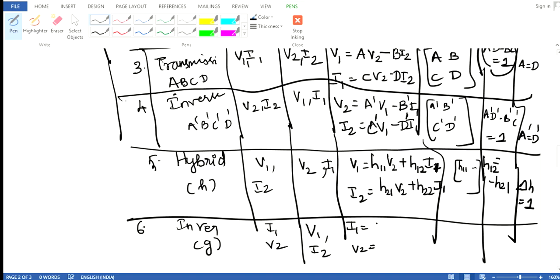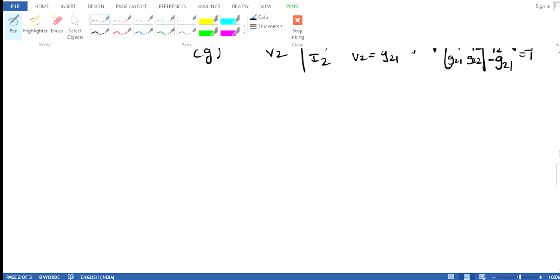And what is the equation? It is G, only one letter, so you make it as 4. G11, G21, and here, tell me what is the letter? G11 V1 plus G12 I2. So you can frame that equation. Matrix will be G11, G12, G21, G22. And tell me the equation. It is same as hybrid: G12 will be equal to minus G21, and here del G will be equal to 1. Another time I am saying that del is nothing but the determinant.